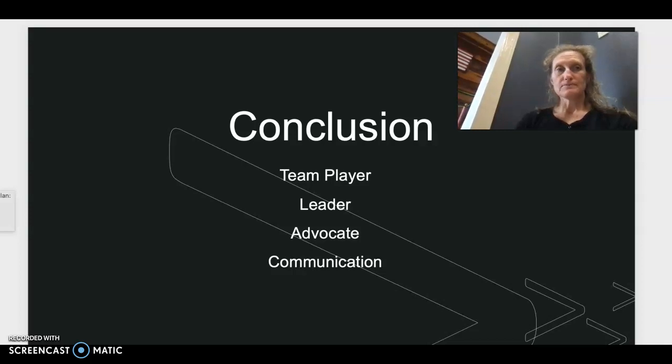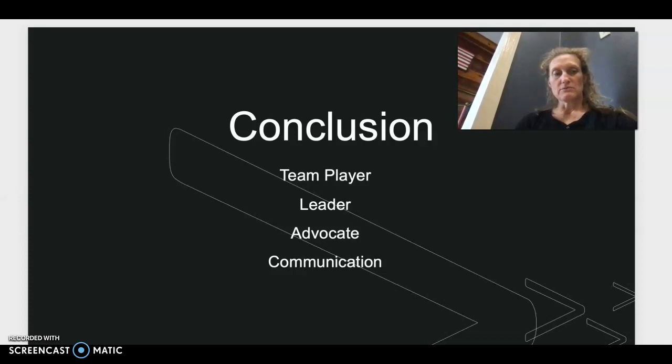In conclusion, I'd like to point out that there are some good qualities of case managers that you want to have. Team player, you want to collaborate with your team members. Leader, you want to lead among the staff, the other nurses and the other staff on the floor. Advocate, you want to advocate for the patient. And communication, this is the utmost important aspect in case management. Everybody wants to know when the patient's going home, sometimes including the doctor.